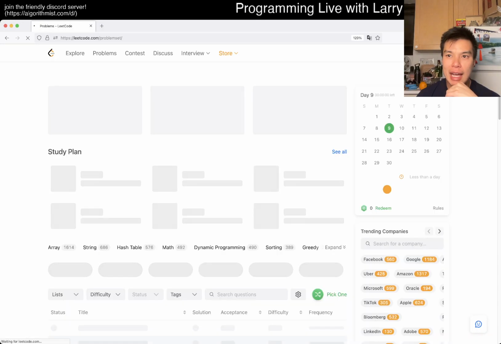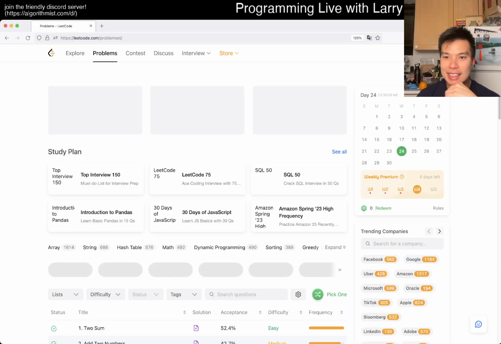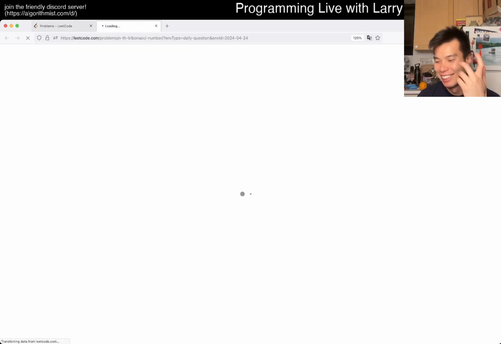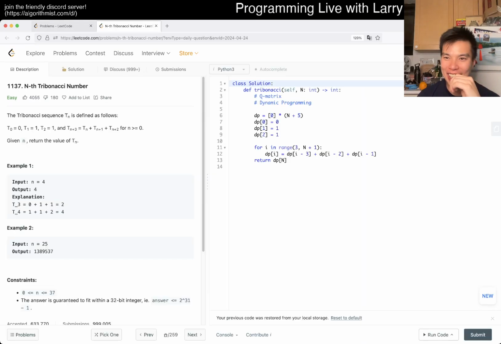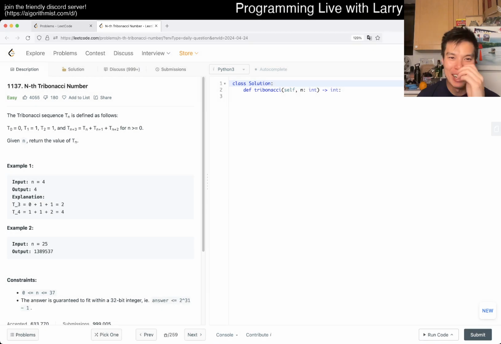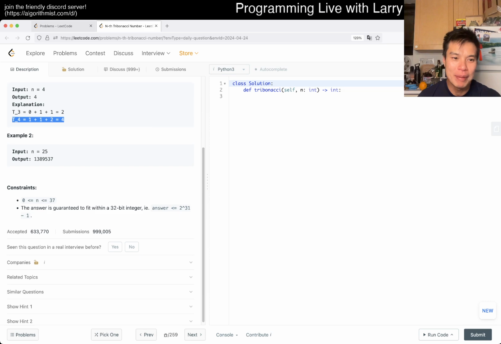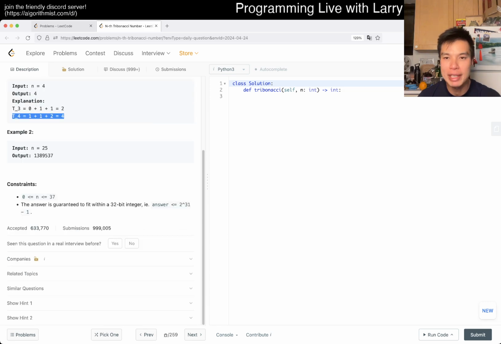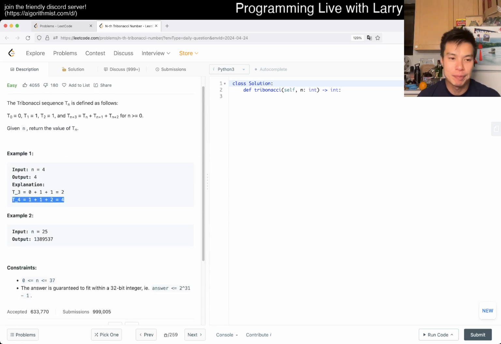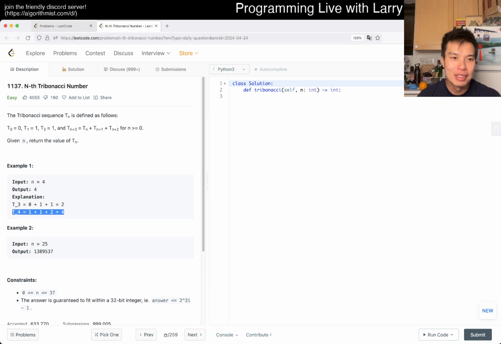This is day 24. These days I'm not trying that hard to do the Hakaru thing, but I just don't know what day it is. Anyway, today's problem is 1137, N-th Tribonacci Number. We have this sequence, which is like Fibonacci, so maybe we're going to go into dynamic programming and that'll be interesting. This is going to be a very short video, not going to lie.